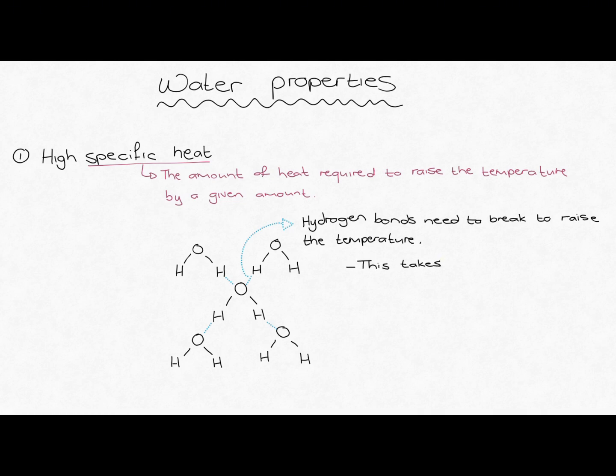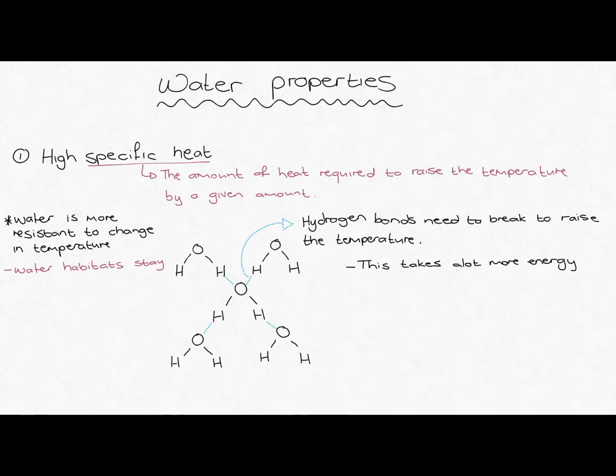Now, this high specific heat makes water more resistant to change in temperature. This means that the cells in our body stay at a constant temperature, and this will help with chemical reactions that need to take place. Think about enzymes that need to be kept at a constant temperature so they do not denature. This high specific heat also makes habitats more stable for organisms and fish and animals to live in them.